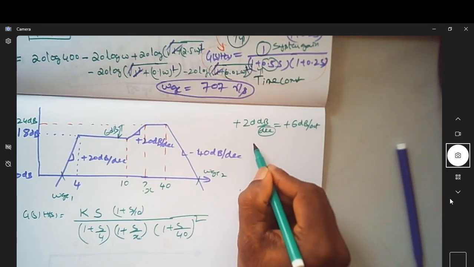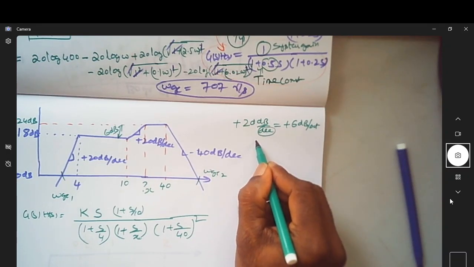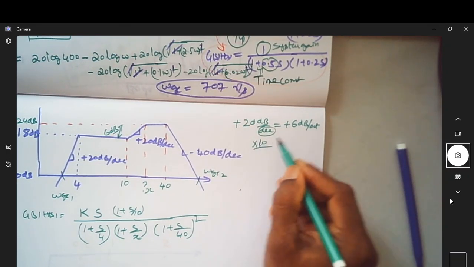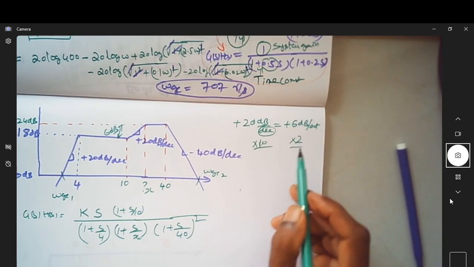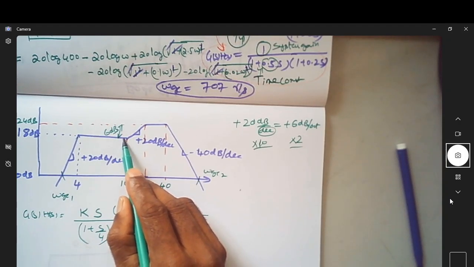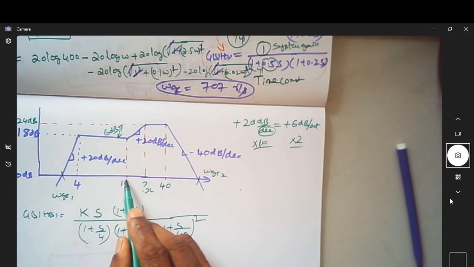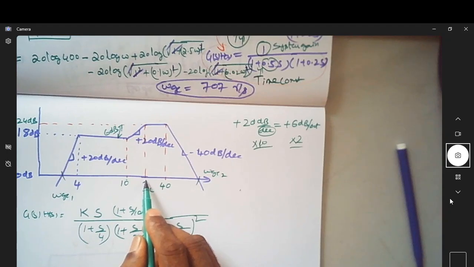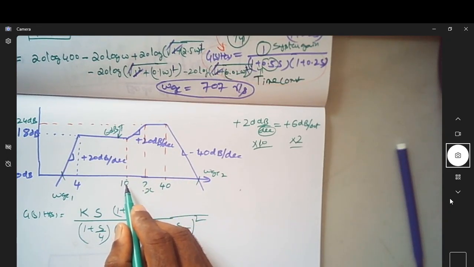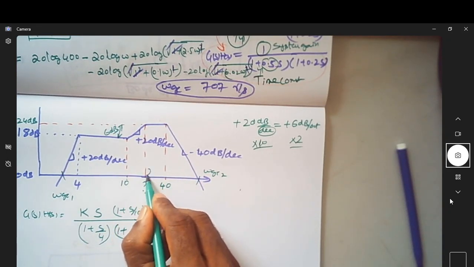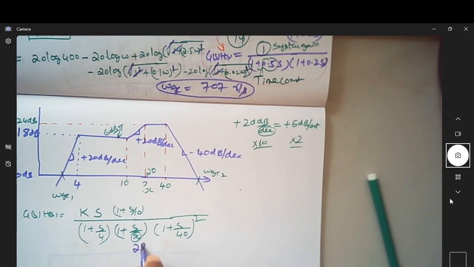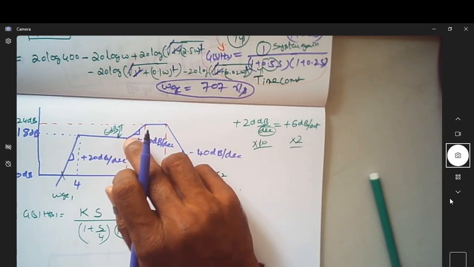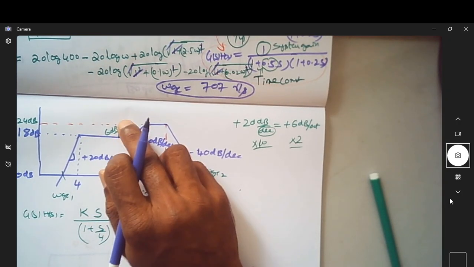So decade means the frequency has to increase by 10 times. Here the frequency has to increase by 2 times. Now since the magnitude is increasing by 6 dB, this frequency would have increased by 2 times. So what is 2 times of 10? It is naturally 20. So this x is now 20. Correct? So how we got this as 20 is because here the magnitude has an increase of 6 dB.